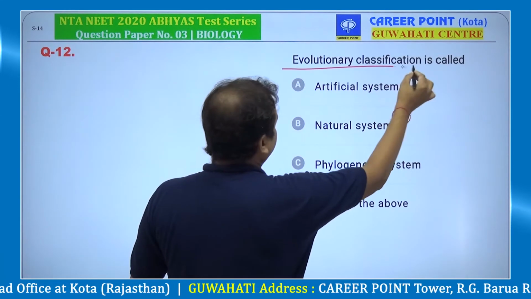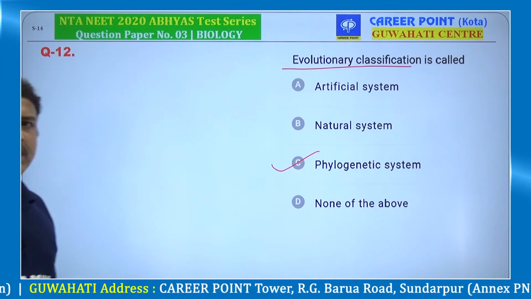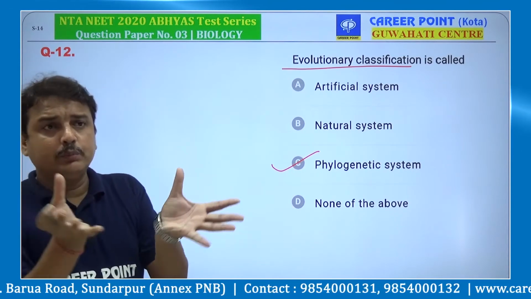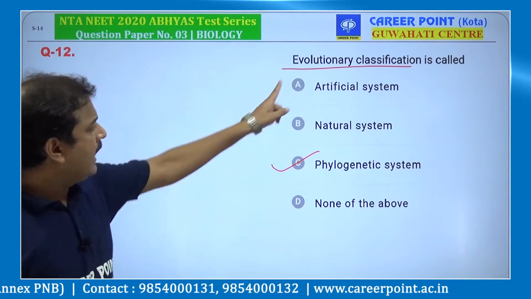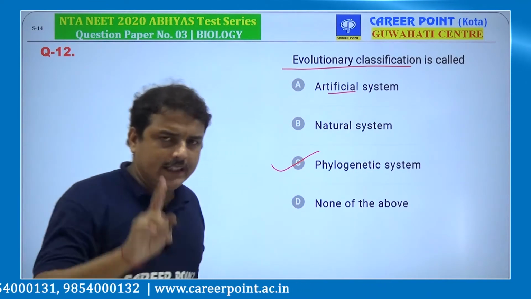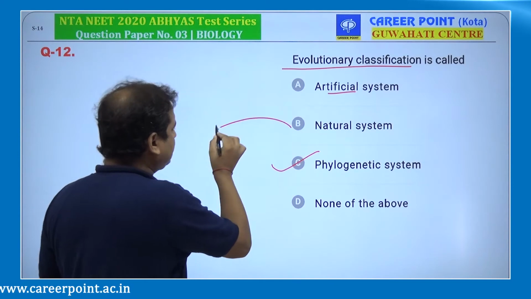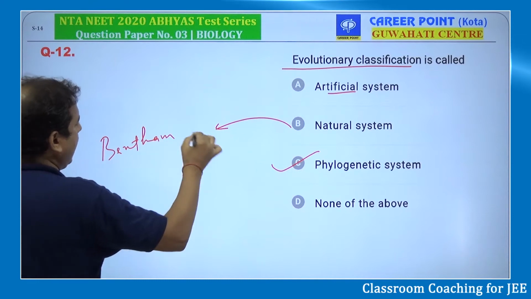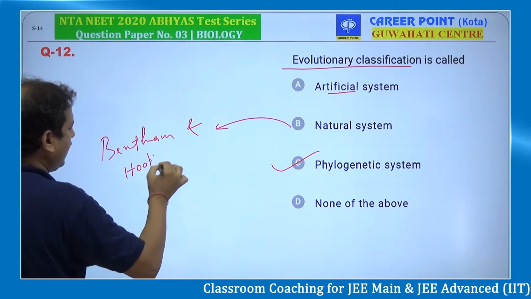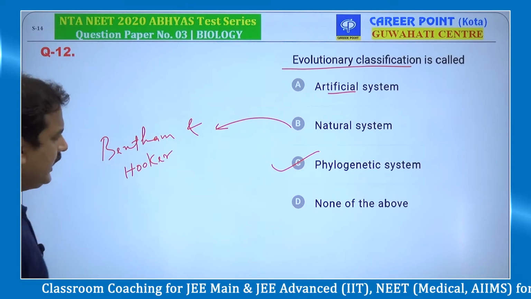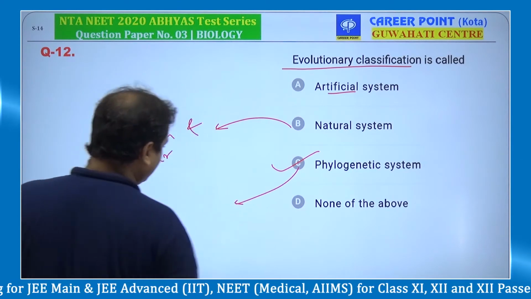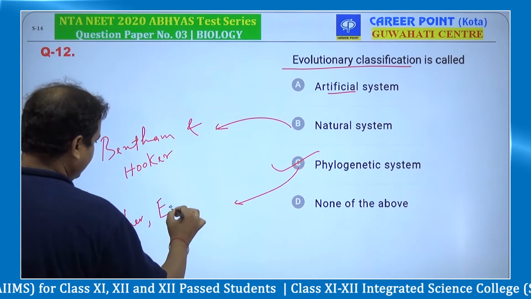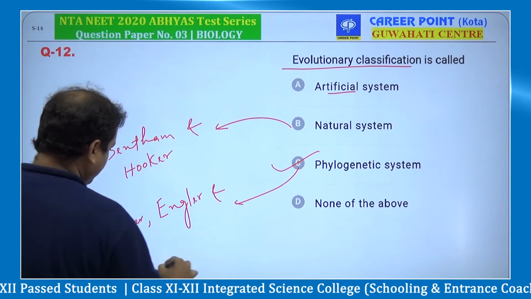Next question. Evolutionary classification is called the phylogenetic system. Please remember, there are three systems put forward by three different groups of taxonomists. Artificial system was given by Carolus Linnaeus. Please remember that. Natural system of classification was given by Bentham and Hooker. And the phylogenetic system of classification was proposed by Engler and Prantl.